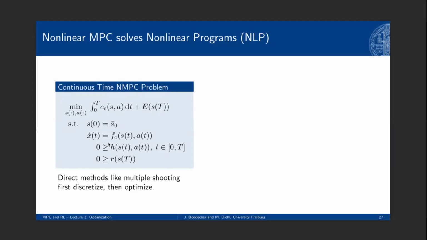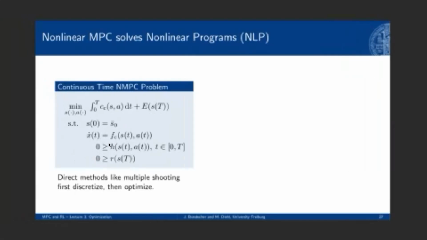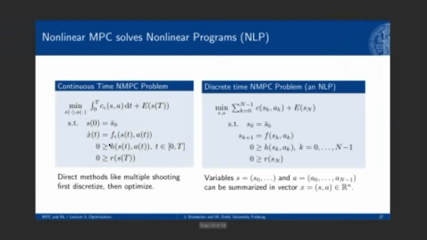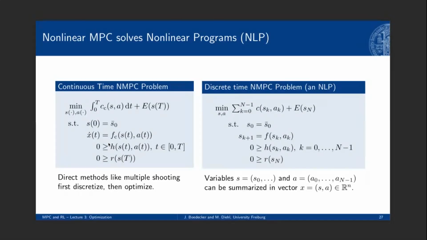Okay. So now after this discretization we can formulate a discrete time NMPC problem. That looks like the thing here on the right. You are already familiar with this f of s and a, the dynamic function. That's now a lot of equality constraints. They constrain our state trajectory s. And they also constrain it together with the control trajectory a.